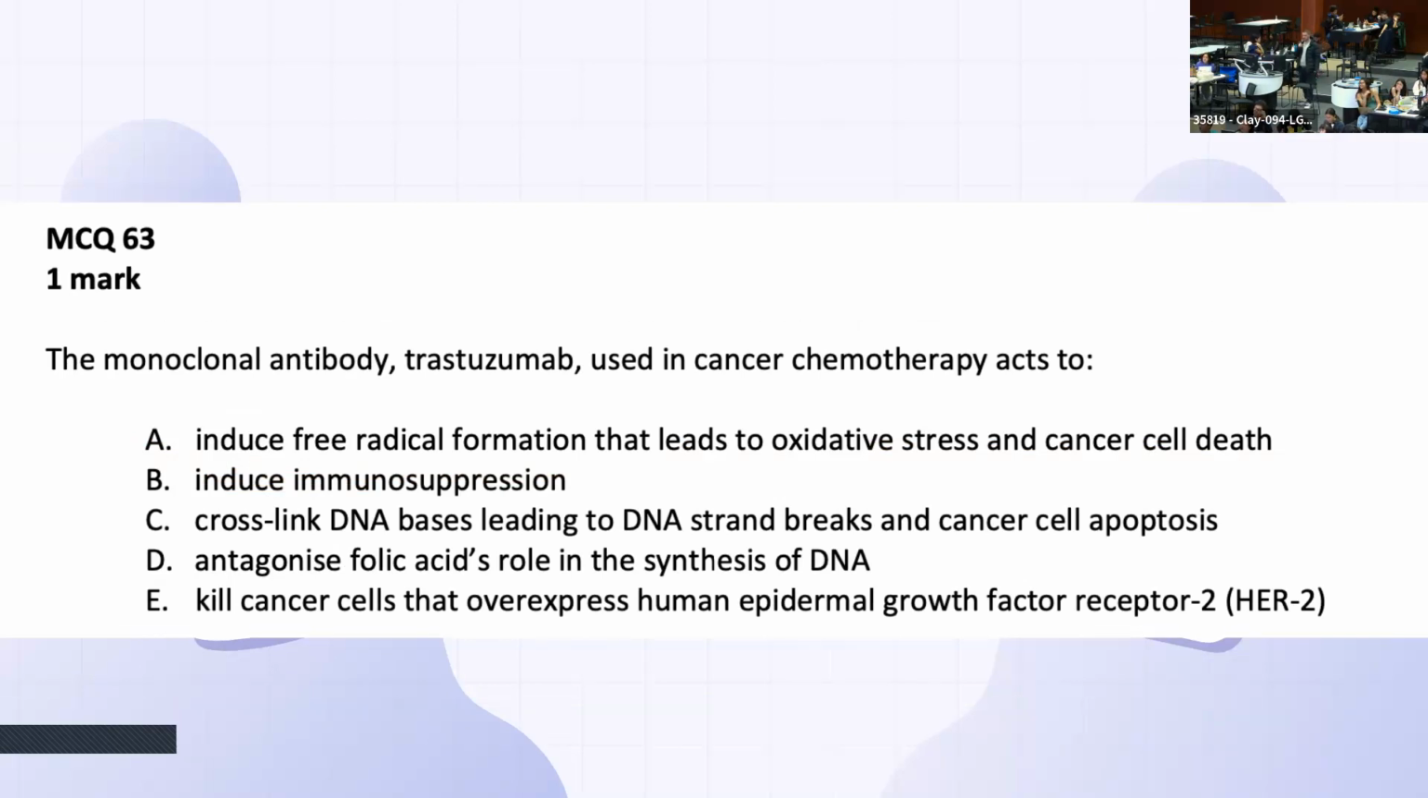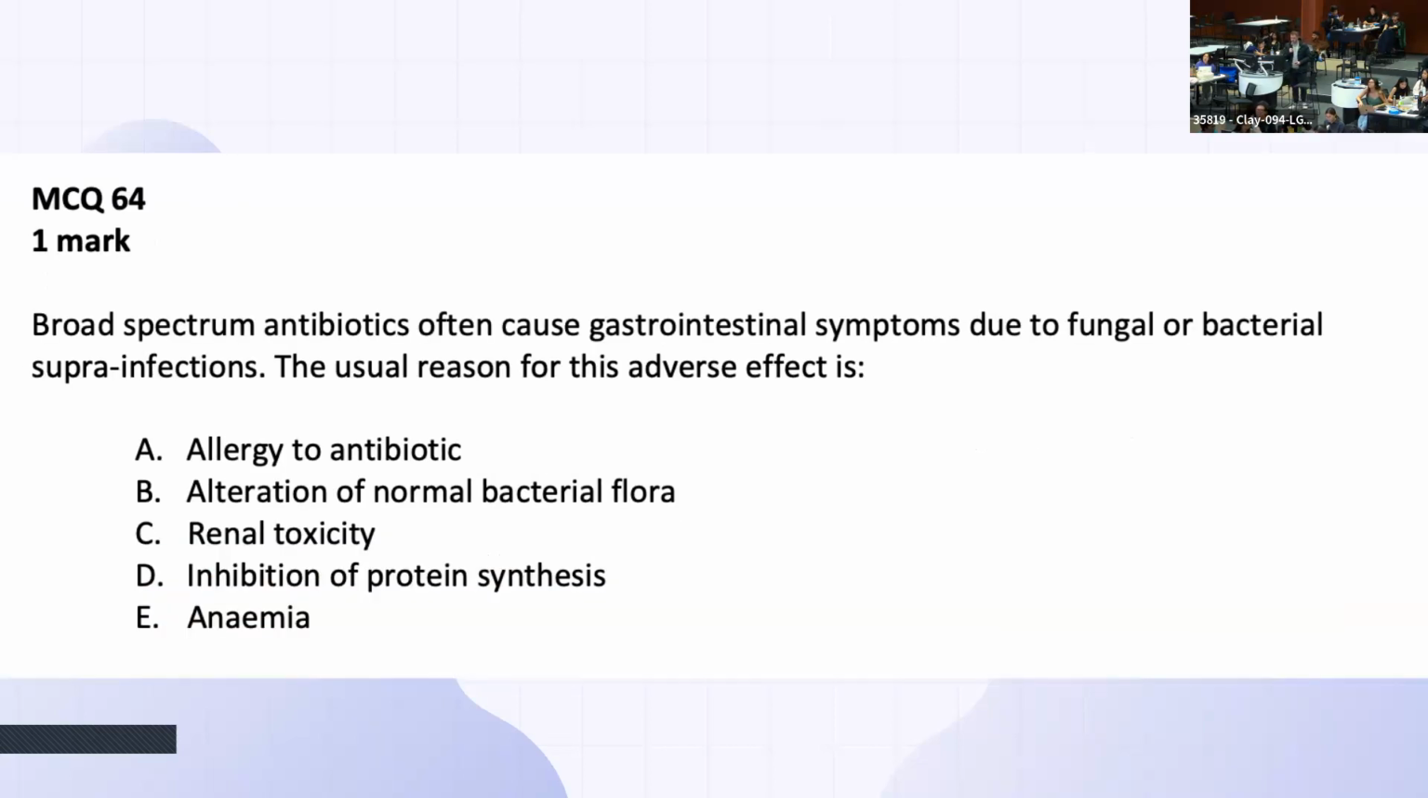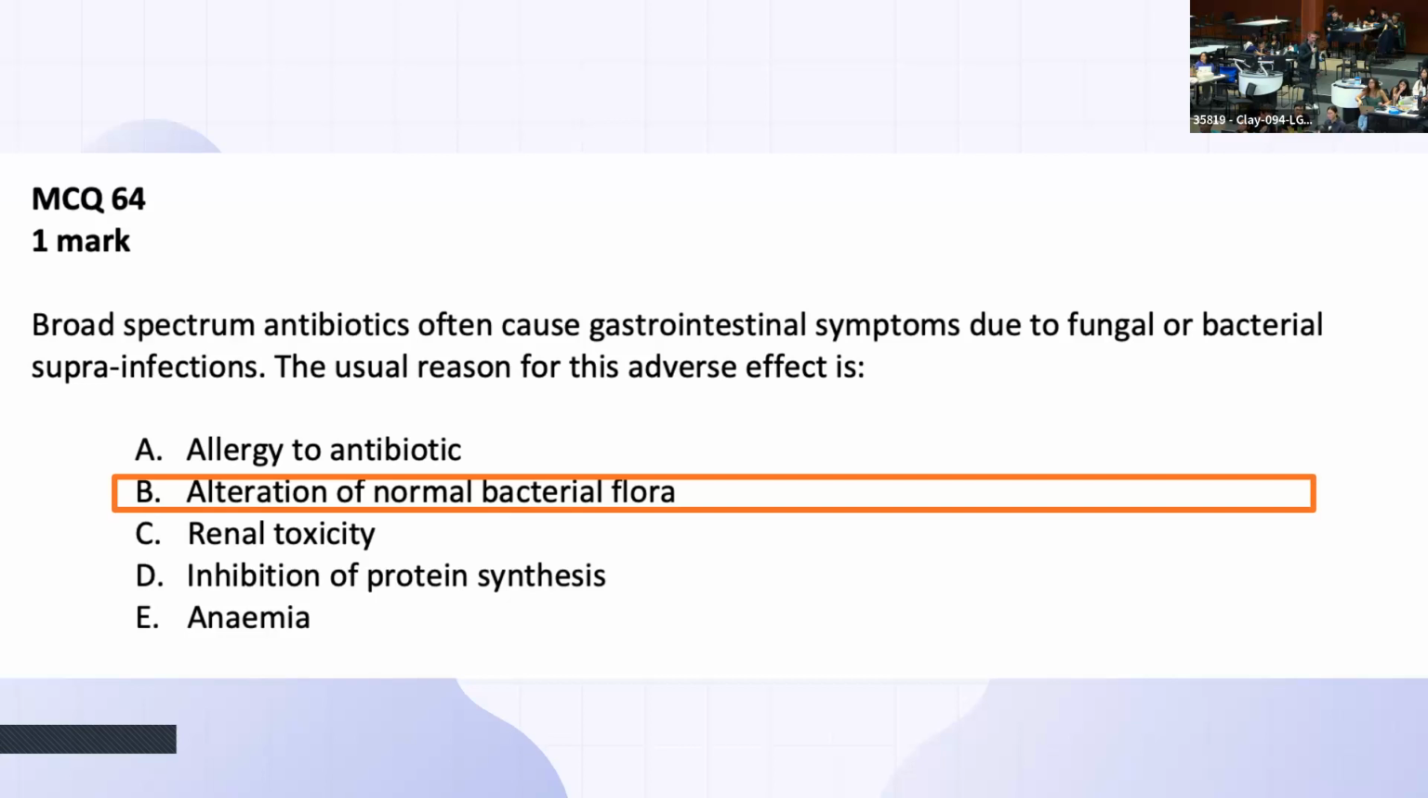This one's about trastuzumab used in cancer therapy. Okay, so trastuzumab is Herceptin. It's common chemotherapy for breast cancer patients. This one is, yep, so B for this one. Obviously, it's going to kill bacteria in the gut, and that's going to lead to infections. And one of the big infections it can cause is Clostridium difficile, but you don't answer that.